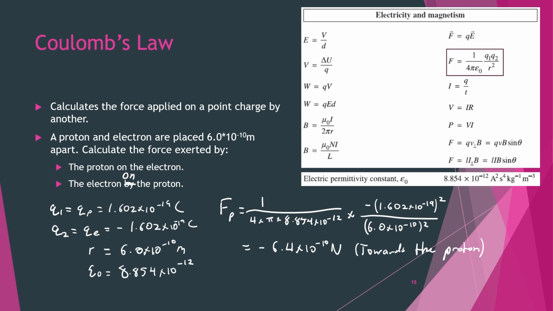Now, to calculate the force exerted by the electron on the proton, here we should appreciate that R should be the same value, that epsilon naught should be the same value, and that while Q1 and Q2 should be flipped when substituted into the formula, they don't make any realistic difference to the calculated value at the end, meaning that the force that the electron exerts on the proton, Fe, should also be equal to negative 6.4 times 10 to the negative 10 newtons.